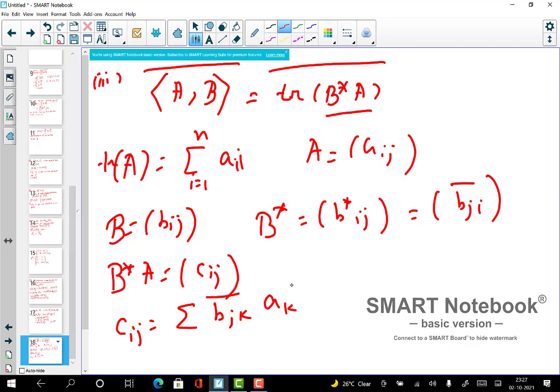Okay, so let me just go slowly, then you will have no problem. I just missed one line, otherwise you will have difficulty. So you can write down that (B*)ik = Σ akg, right?